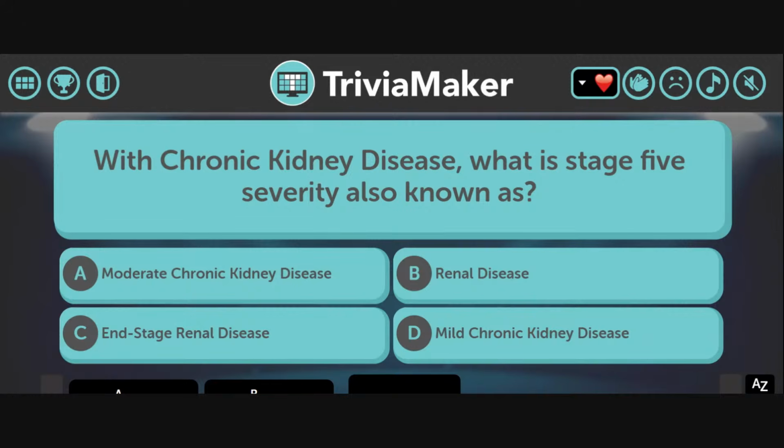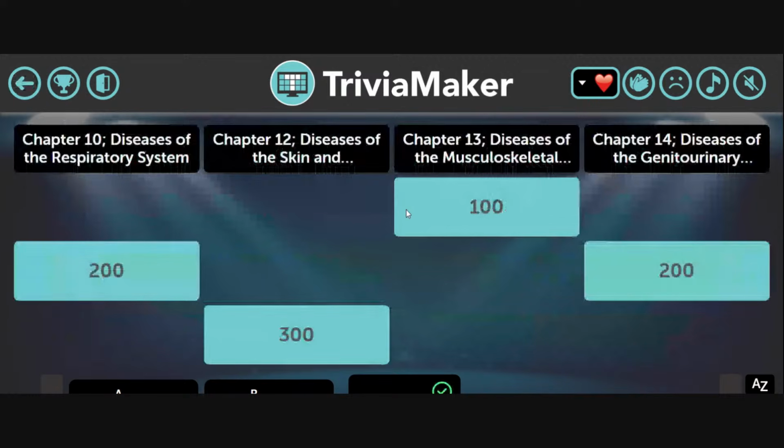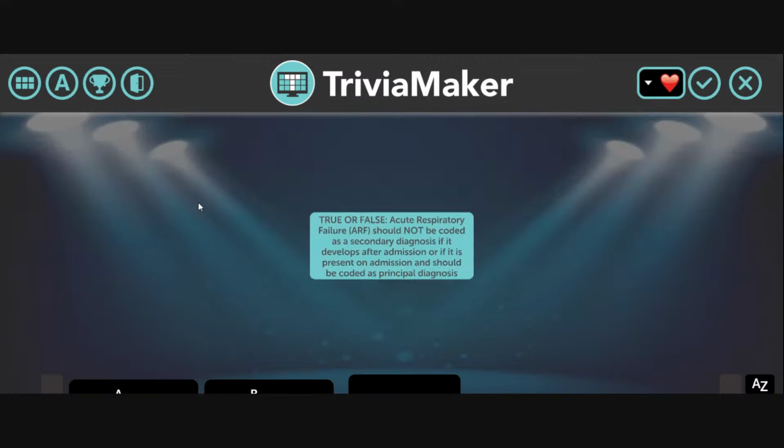All right, indeed. I was trying to crank the difficulty on this one, and I guess I forgot to switch it out. But yes, this one is going to be C for end stage renal disease, or sometimes you'll see just ESRD. Great job, guys. I feel like that was an easy one for 300, but there was an overwhelming response in the chat. Let's move back to chapter 10 and close this one out for 200.